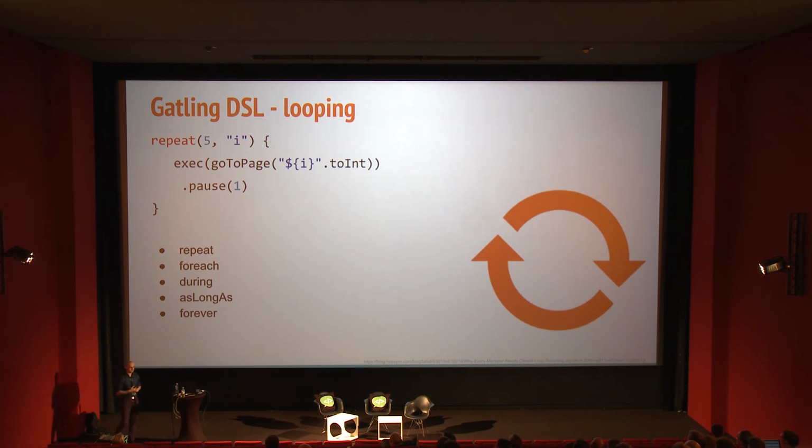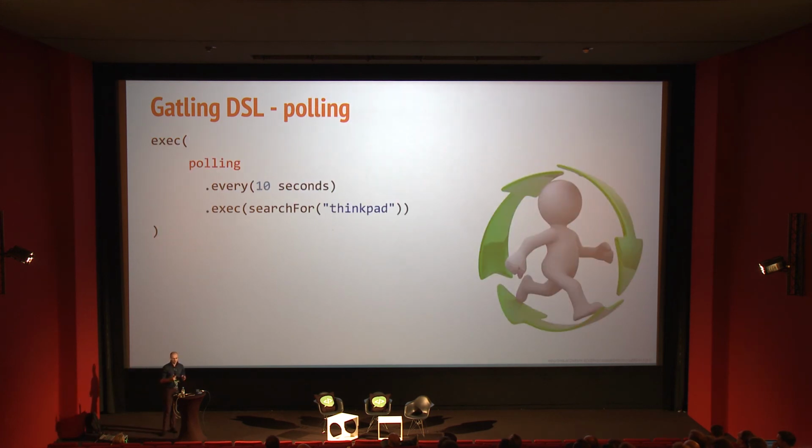You can create some loops so that you don't have to repeat the same code over and over again. And here is basic repeat loop. There are also for each, during, as long as. Once again, details in documentation. There is also something called polling. Concept very similar to loop, but in this case, your scenario can move forward and polling will be executed in, let's say, scenario background.